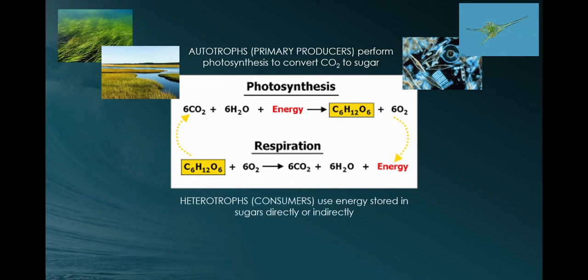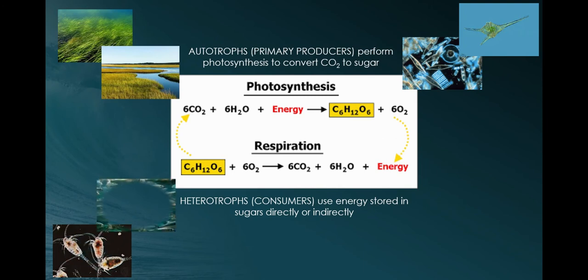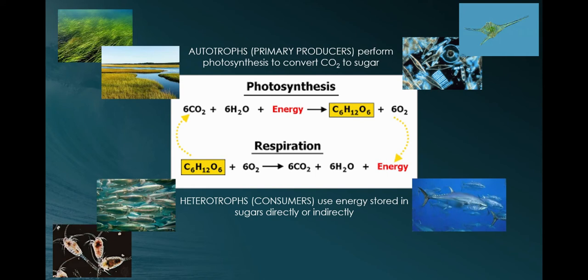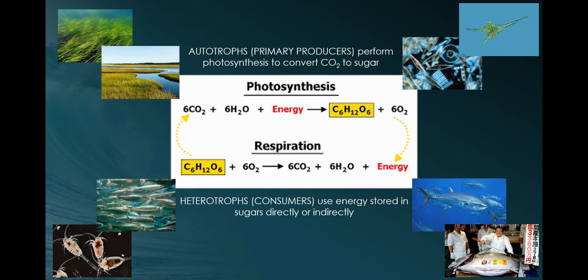When we talk about things that respire, we call these heterotrophs. So again, this means feeding or nutrition. Hetero means different. So anything that's a heterotroph needs to get its nutrition from something else. That's what this is telling us. We also call these consumers. And they use the energy stored in sugars either directly or indirectly. In the oceans, these would include things like our copepods, which are a type of zooplankton, our schooling fishes like these herring, Atlantic herring, large predators like bluefin tuna, and us.